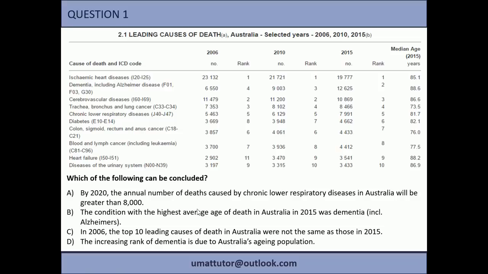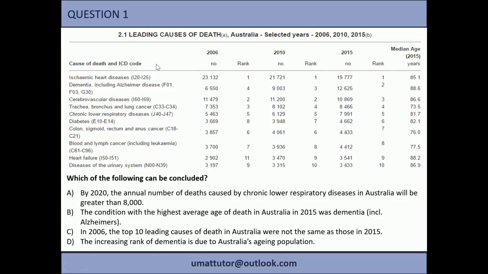Option C, in 2006, the top 10 leading causes of death in Australia were not the same as those in 2015. So it sounds pretty good. You can see we've got both 2006 and 2015 in the table. Now, the way to work out whether this is the case, we know that in 2015, the top 10 causes of death were the ones shown, because we can see here 1 through to 10. So these are the top 10 causes of death in 2015.